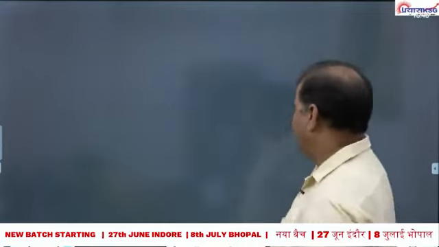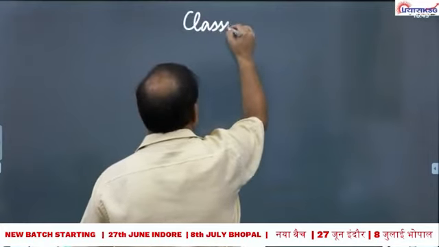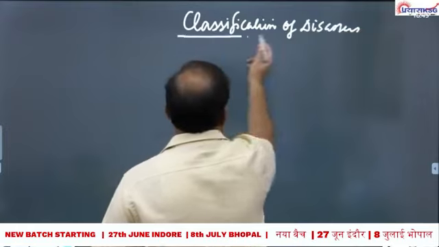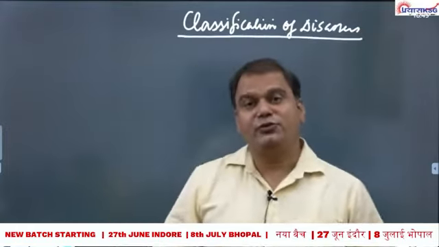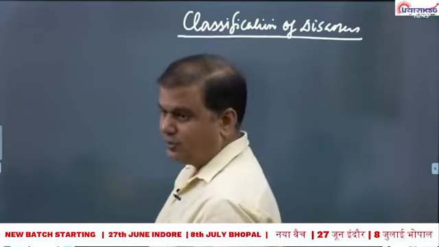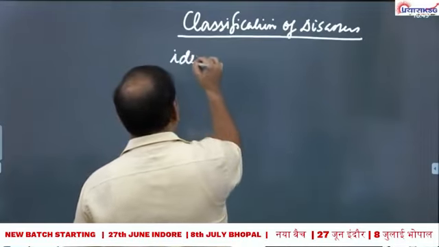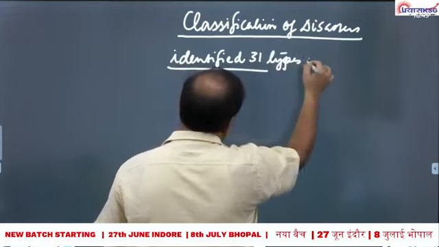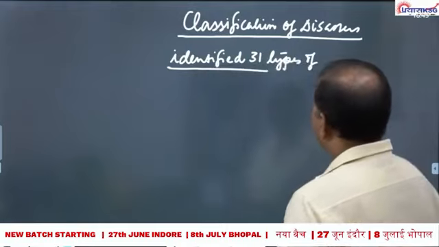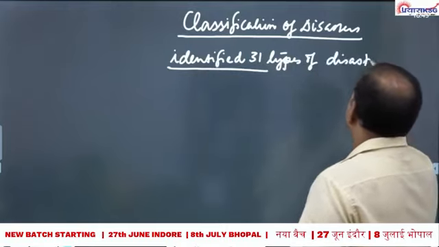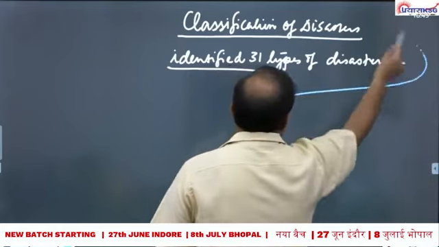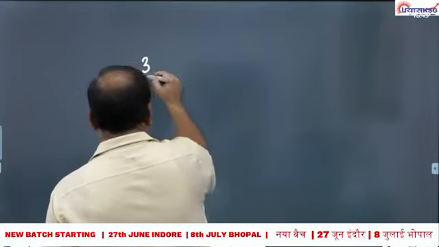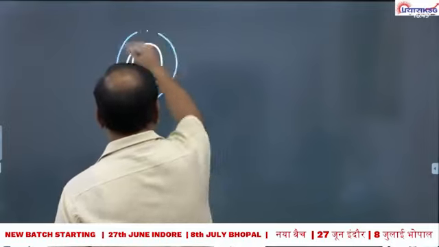Fine. Write down classification of disasters in India. A high power committee constituted by the government identified 31 different types of disasters in India and placed them in 5 different categories.